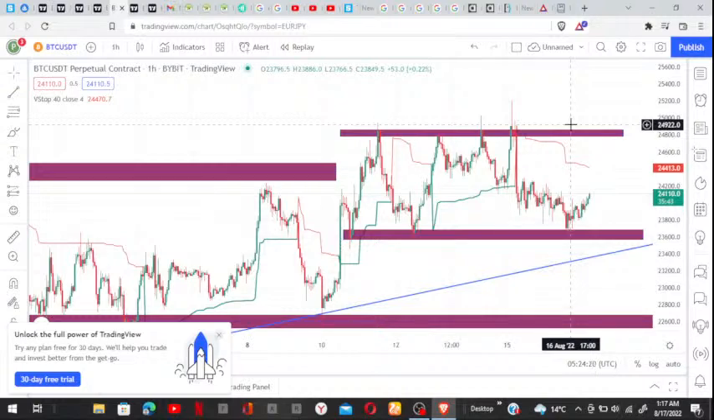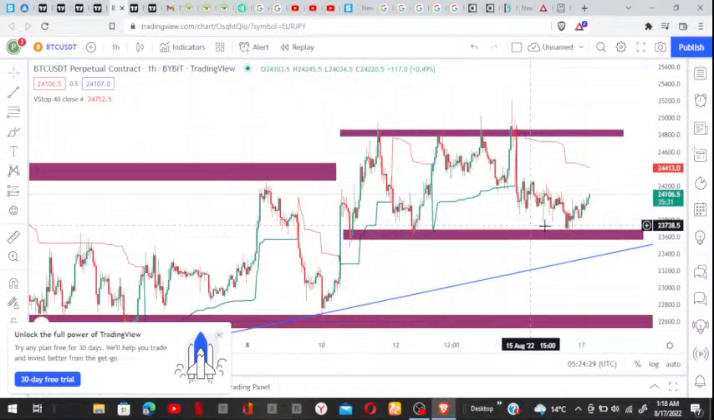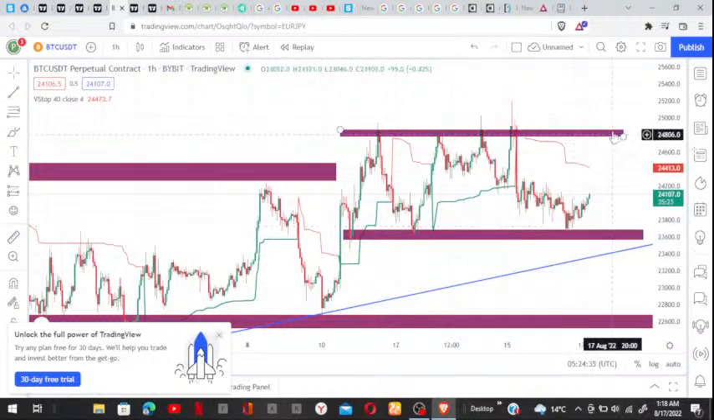So for us, in this level, we were so lucky to have this kind of a setup, because generally if you look at this level, it has now been tested twice. So basically I will be more careful before taking any other sell position once it comes back to this level, because there are higher chances of it breaking out, going up.